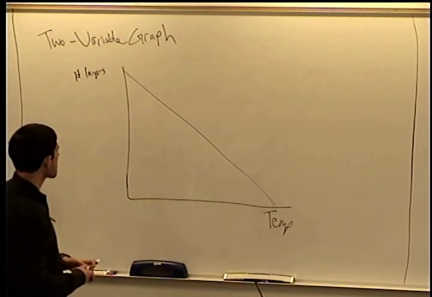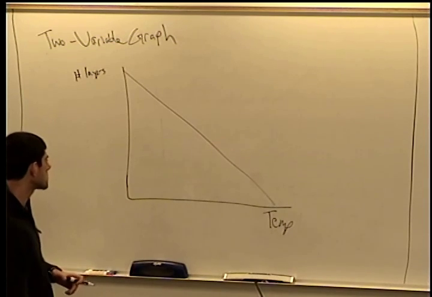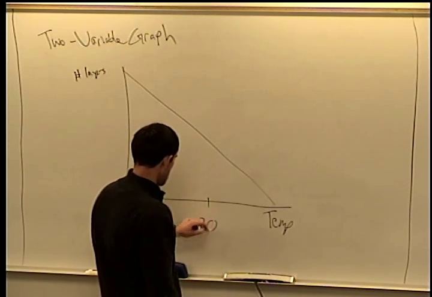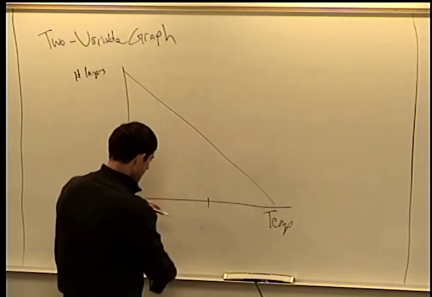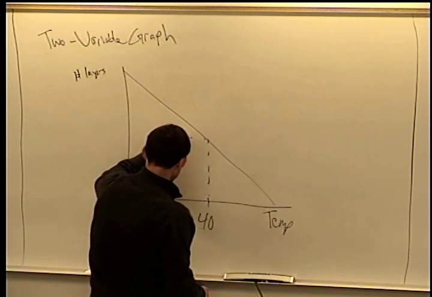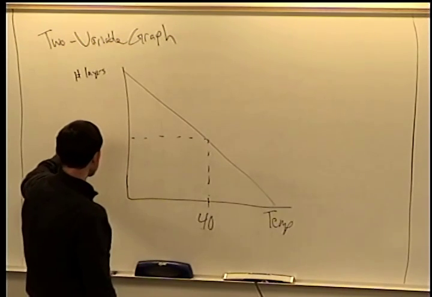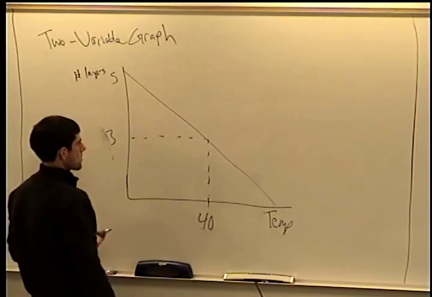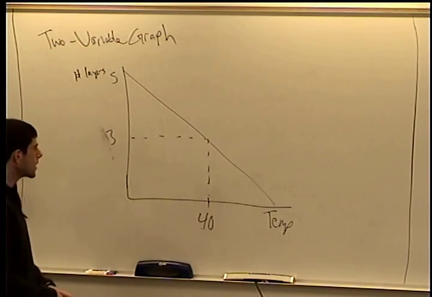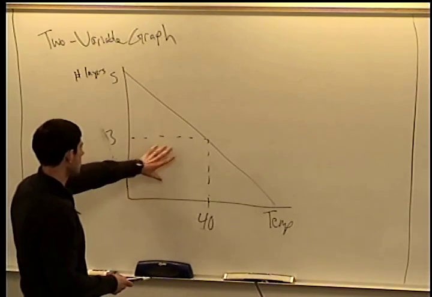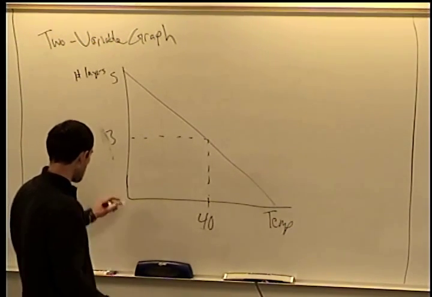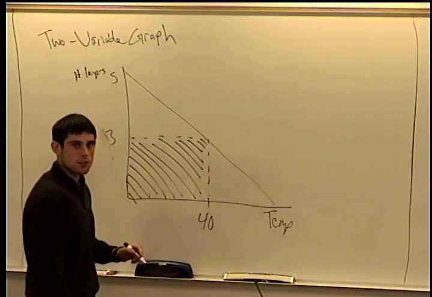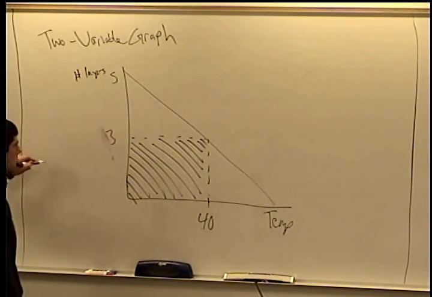Okay, so let's suppose that we want to know, let's just say, what if the temperature is, we'll call it 40. 40 out. And we'll call this 3 layers. And this is 5 right here. Okay, so number 1, I'm going to ask you to find what is the area of this rectangle. Okay, so I want to know what is the area of this rectangle.